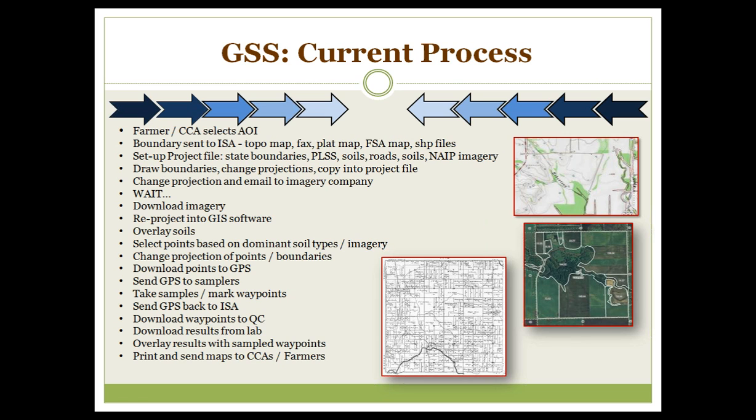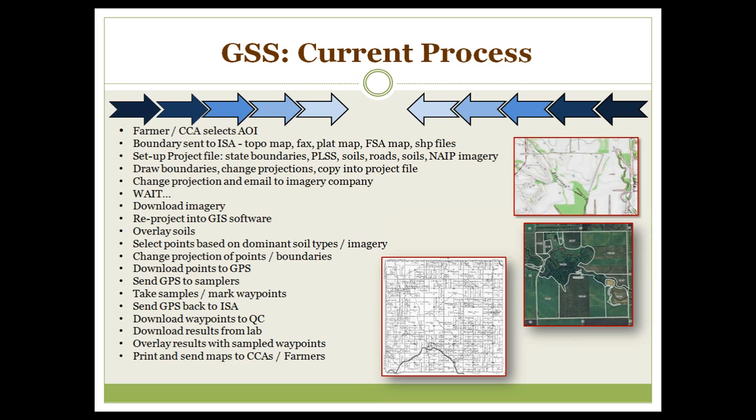We have to then change all the projections to a readable format to the imagery company, which we email or upload to them, and then we wait for them to fly. When they're done, they download the imagery. The imagery comes as individual fields. It is not as a project. So that then requires us to copy and paste and put all of those images back into the GIS software, re-project those into the project, overlay our soils information in that area and any historic imagery to make sure we've aligned everything correctly. We then select points based on the dominant soil types and on that imagery.